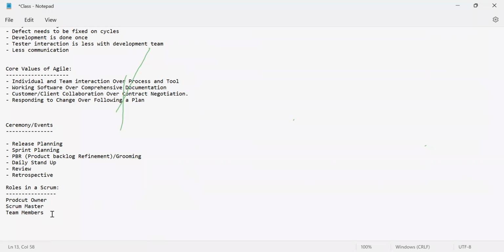Agile methodology is on the top, and we have different methodologies. As in SDLC, we have a waterfall model, V model, spiral model, prototype model, iterative model, fish model. Likewise, even in agile methodology, we have a number of types.